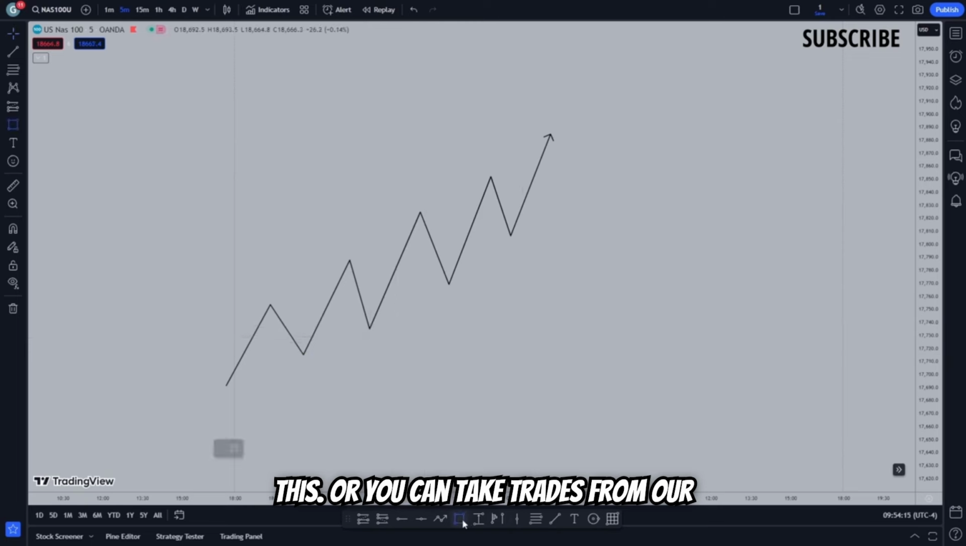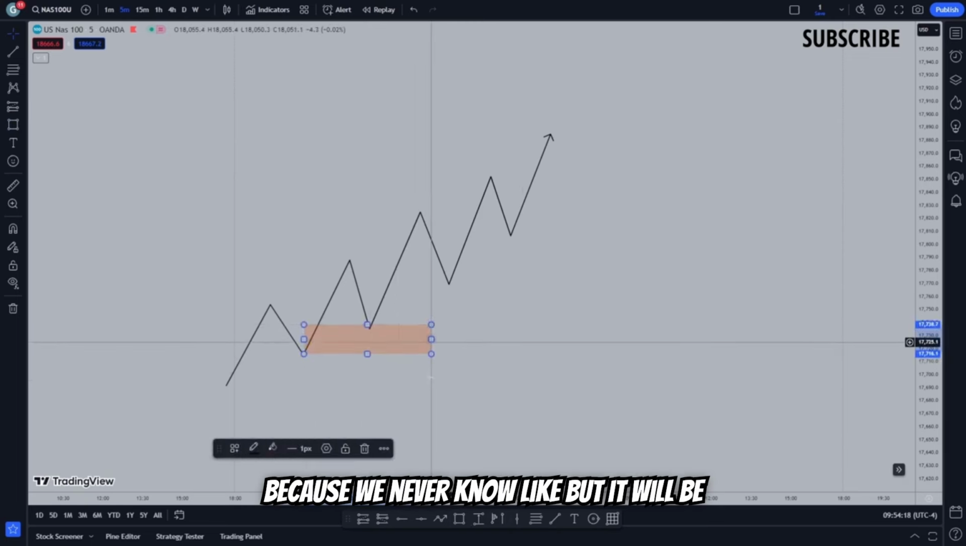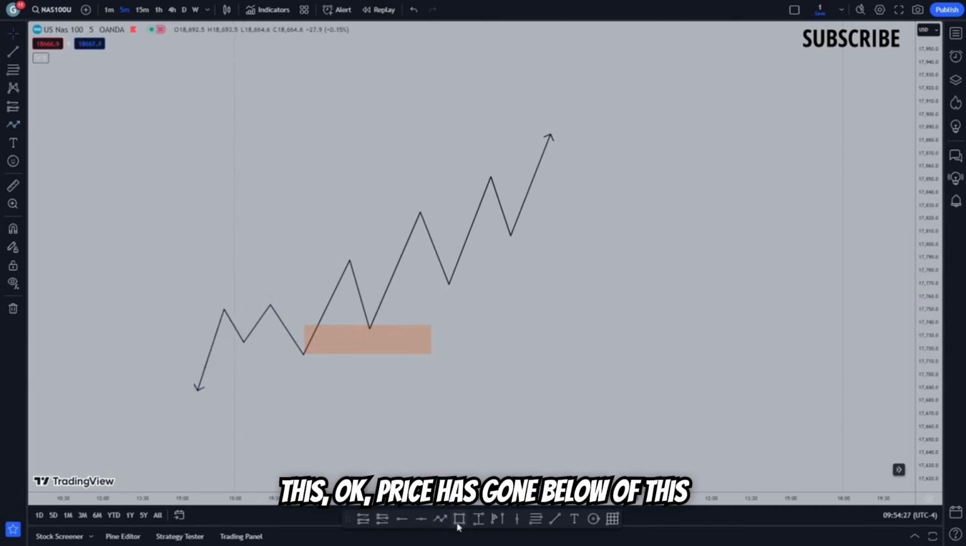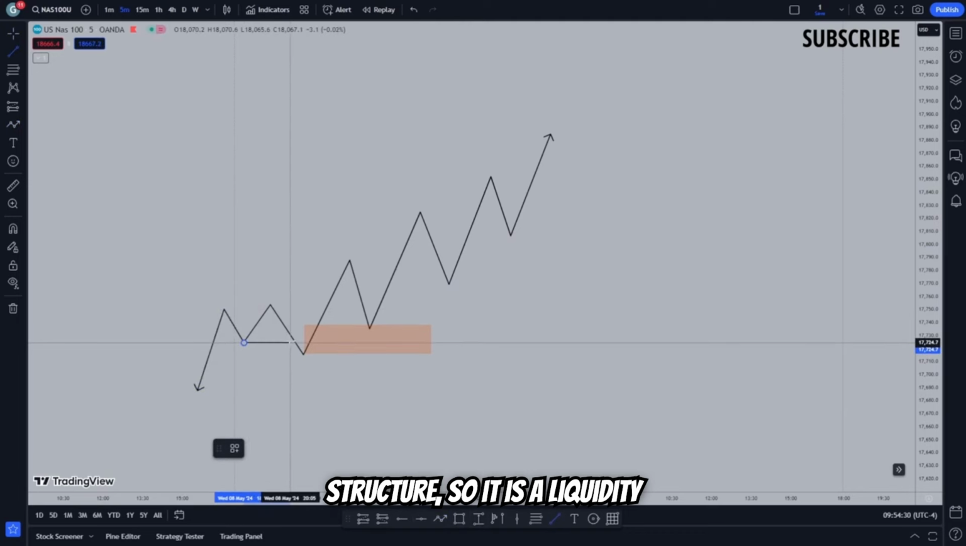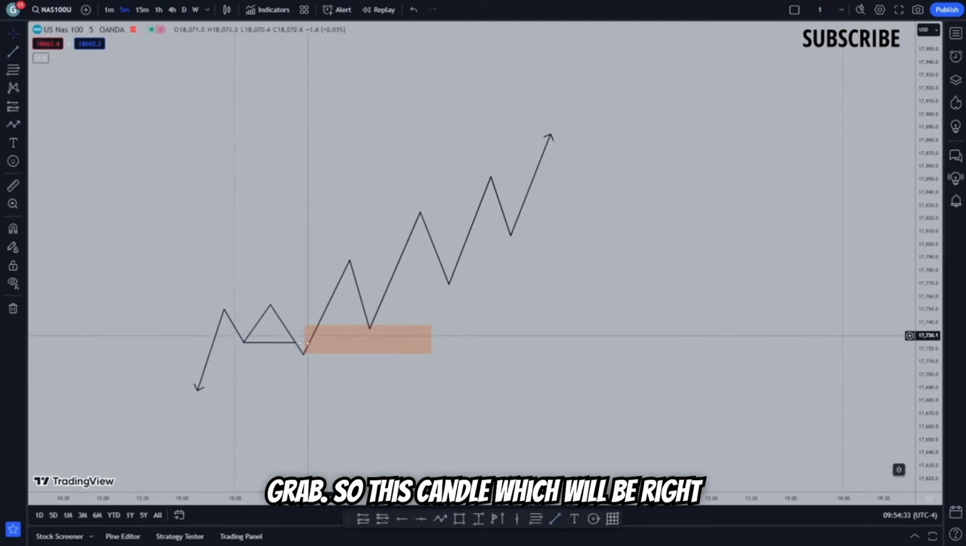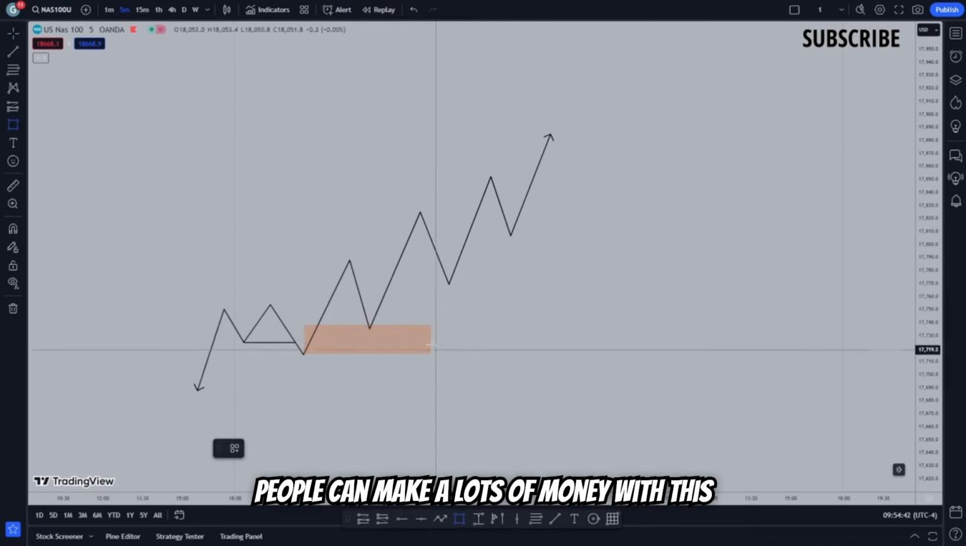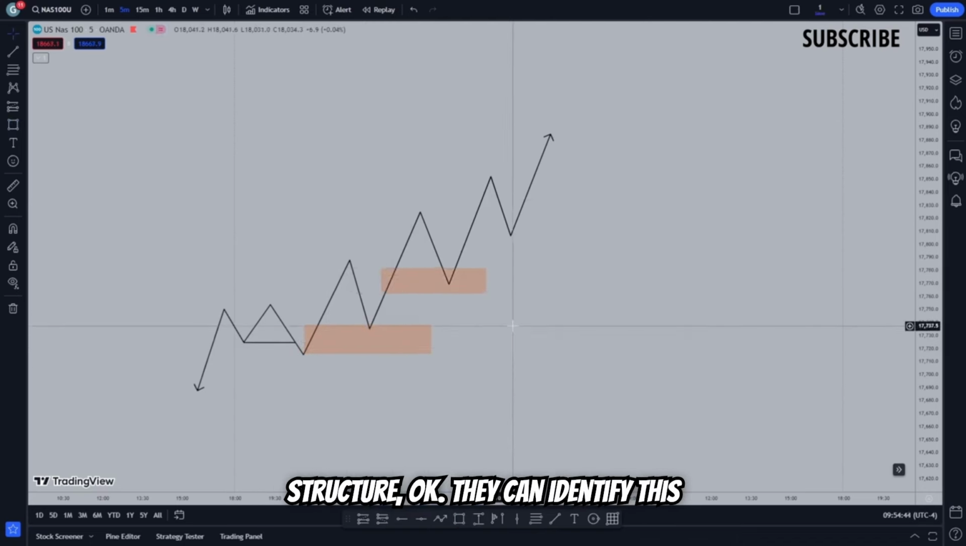Or you can take trades from an order block, which is right over here. It will not be an order block, it will be a demand zone. But if it's an order block like this, price has gone below this structure, so it is a liquidity grab. So this candle, right over here, will be our order block. This is a normal structure, and it is very easy for people to find, and people can make a lot of money with this structure. They can identify these higher highs and higher lows, and easily identify the breakout structure, and it will be really good for them.